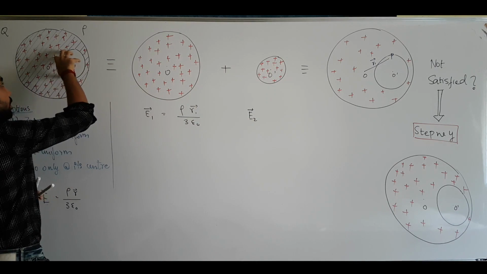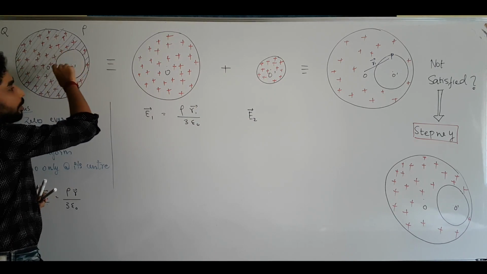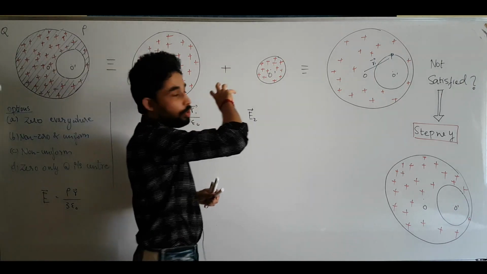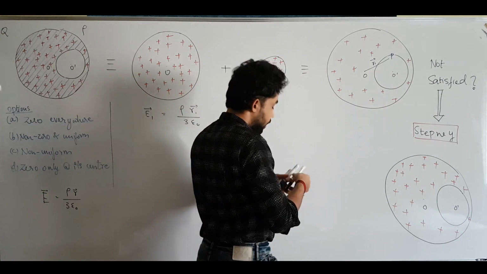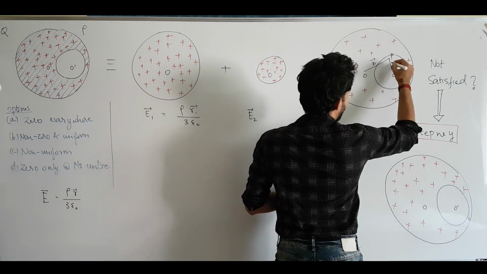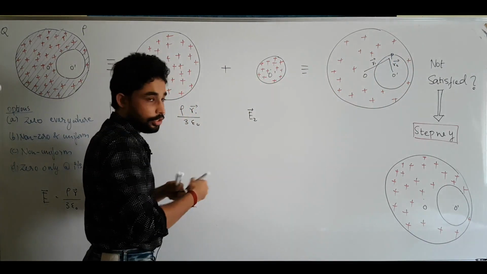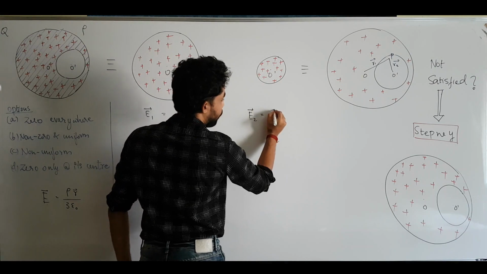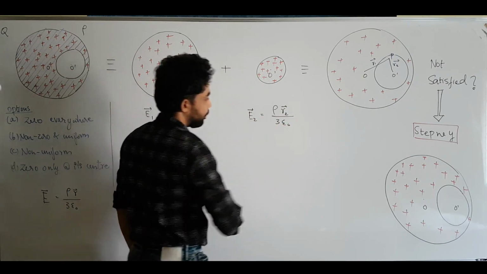So let's say this part has all the positive charges, and what would be the value of electric field due to those charges at some point P. So let's take the distance to be r2 like this. So what would be the value of the electric field due to that portion? That is going to be E2 vector is equal to rho r2 vector divided by 3 epsilon naught.